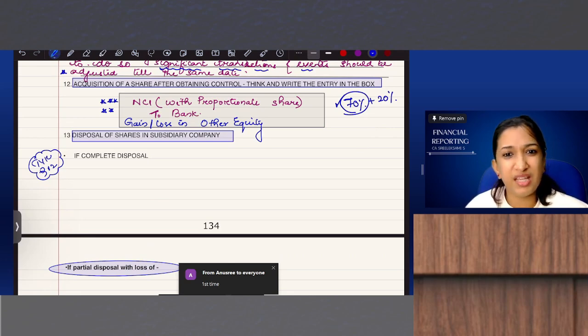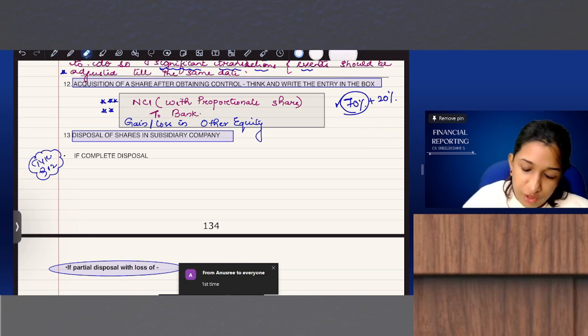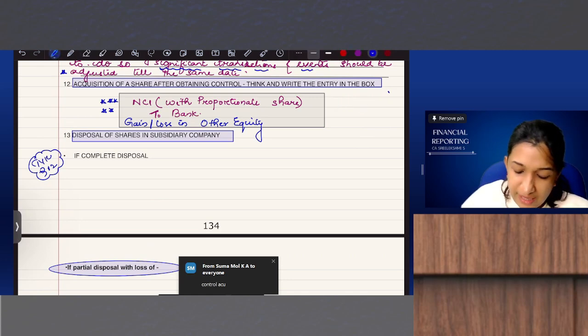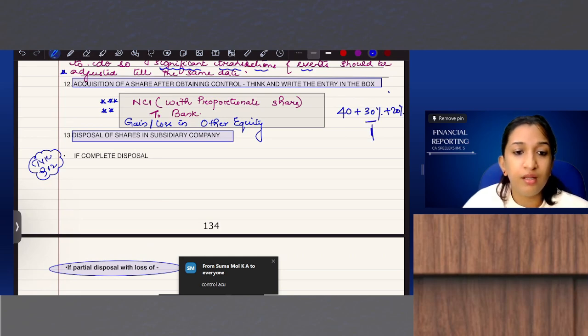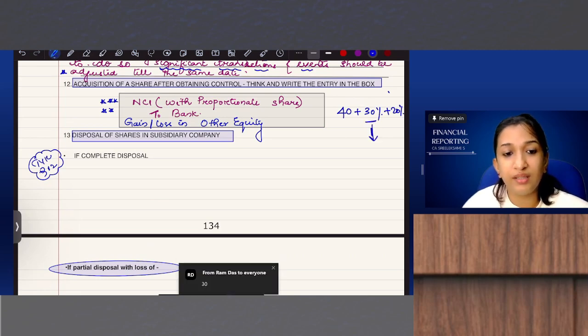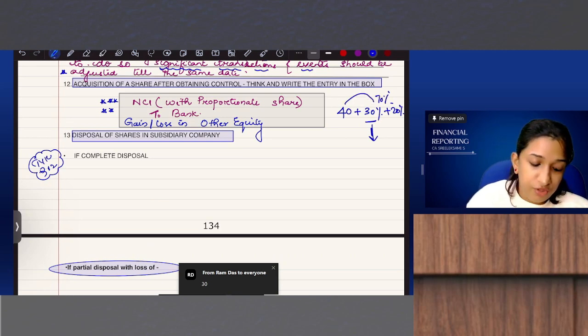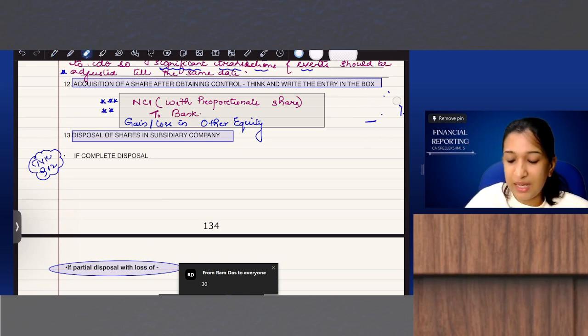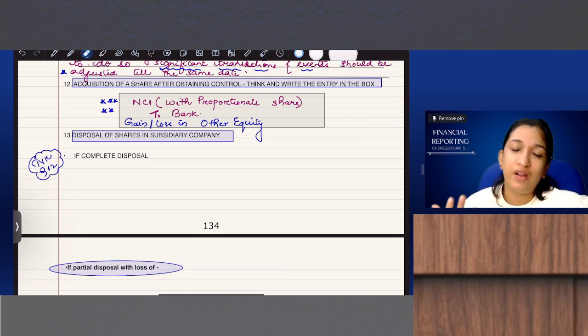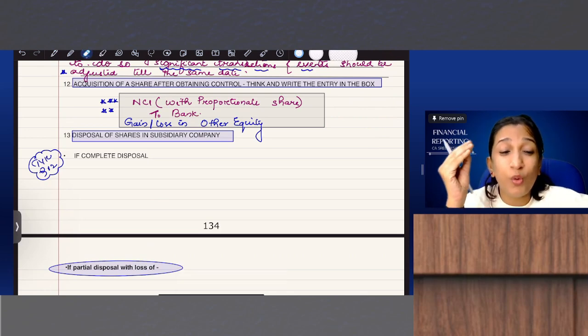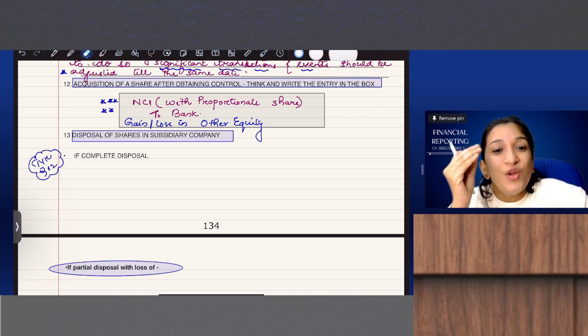First time, 70%. So if I already had 40, then acquired 30, then acquired 20, control is acquired on the date the cumulative holding reaches 70. Only the date when control is acquired, this is the date the standard applies. Now when you acquire a further 20, Ind AS 110 takes care of it, and the accounting is very easy.